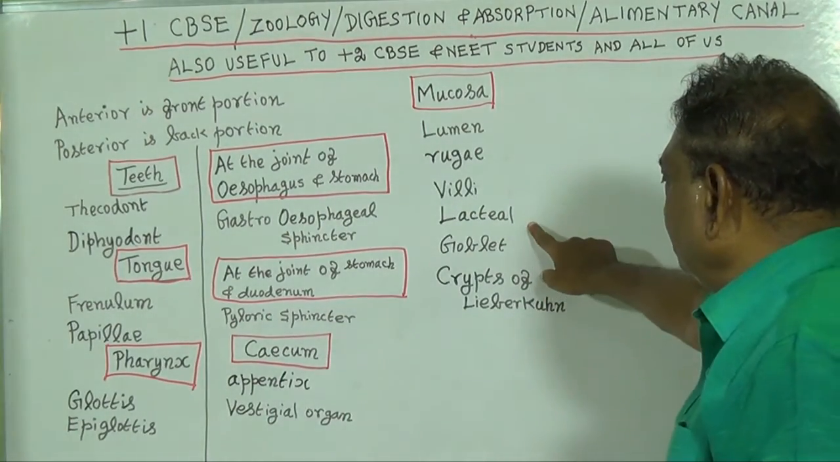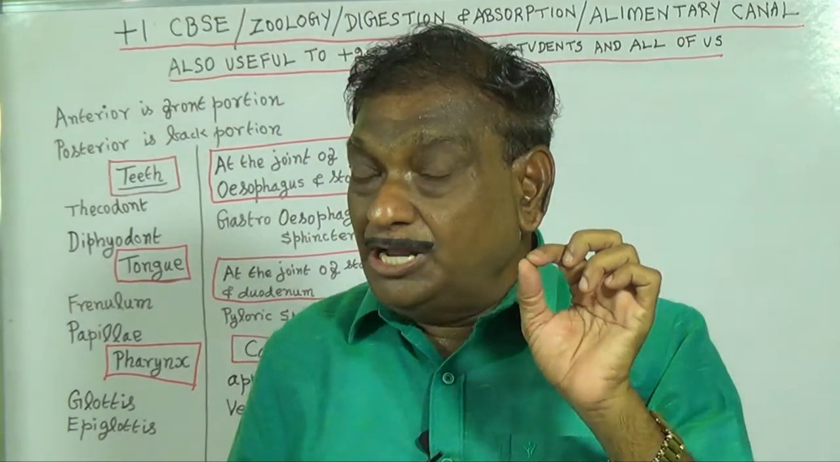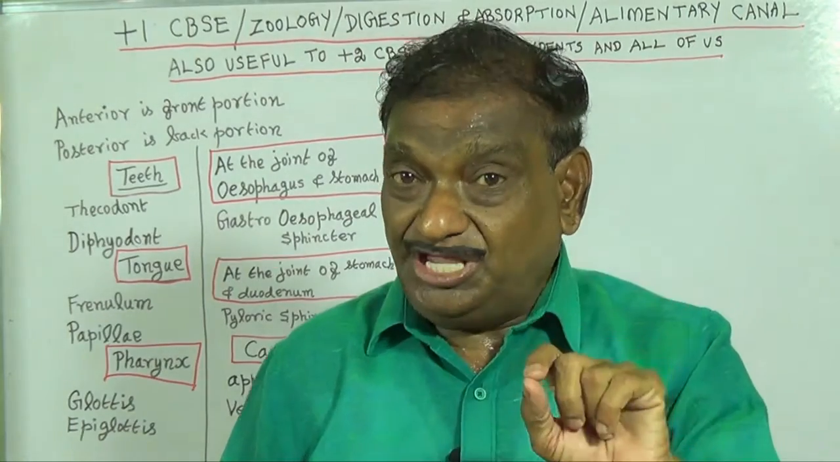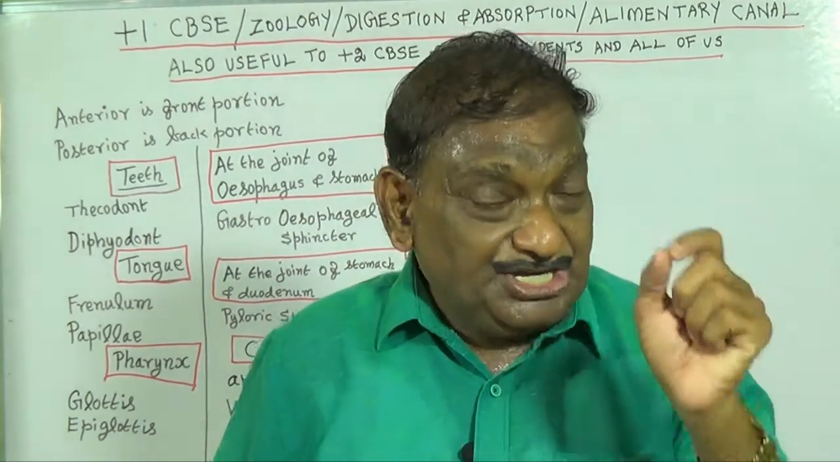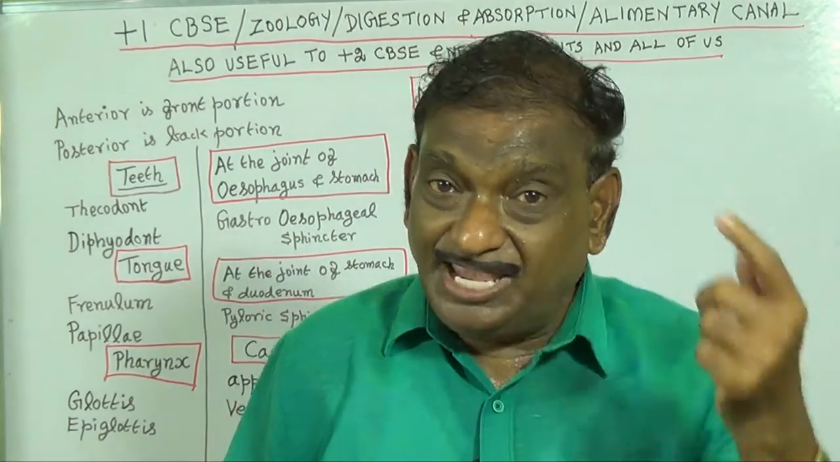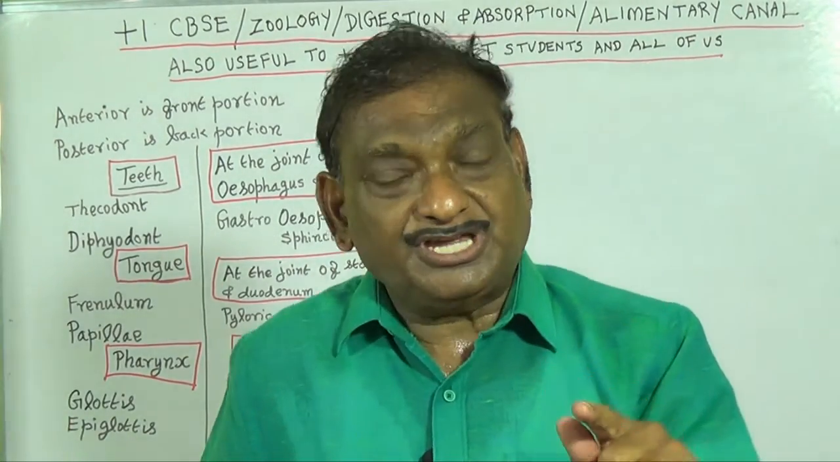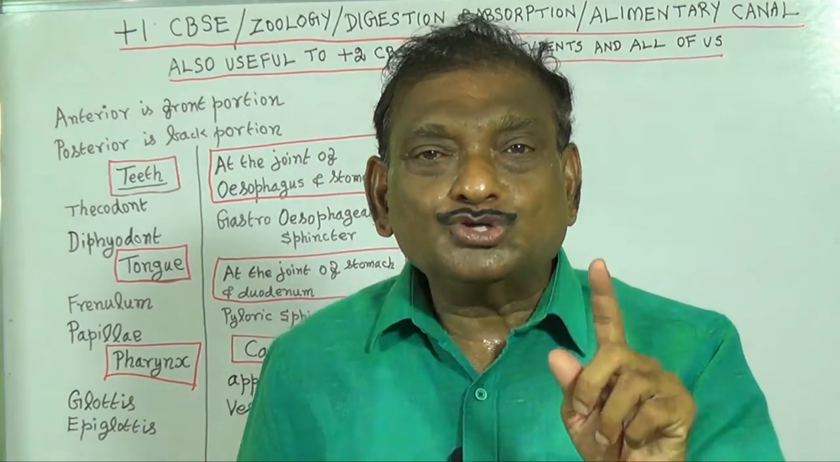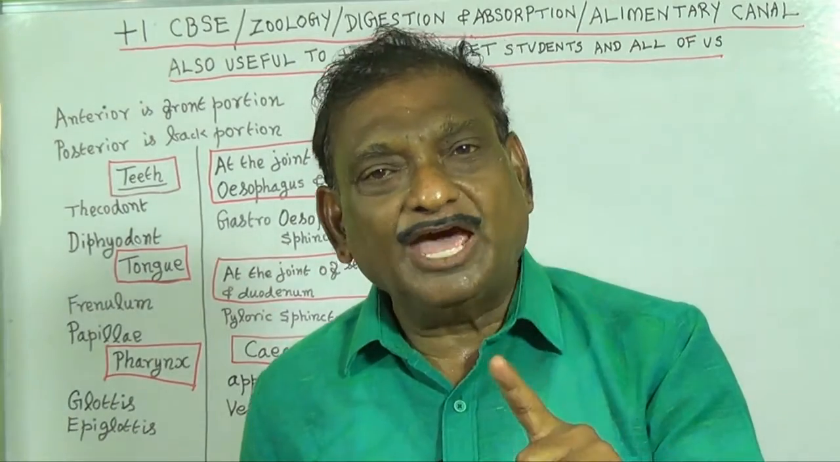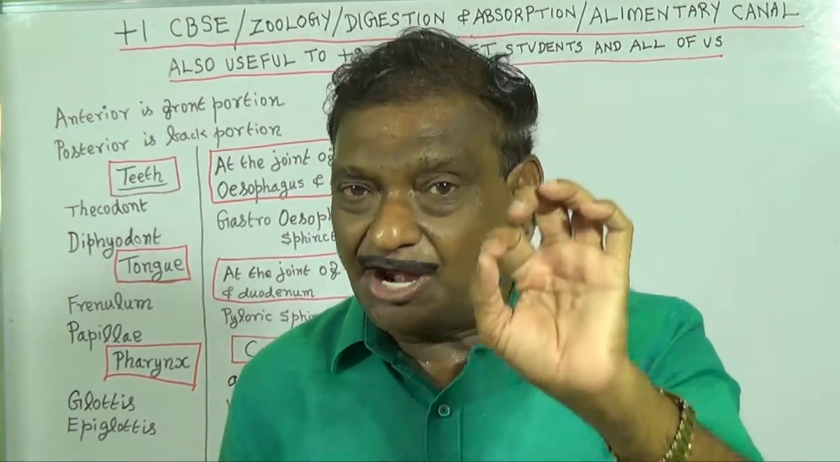Lacteal. What is the large lymph vessel in our body? The large lymph vessel in our body is lacteal. Where it is present? It is present in the villi. Where the villi is present? The villi is present in the mucosa layer. That is the innermost layer of the walls of the alimentary canal.